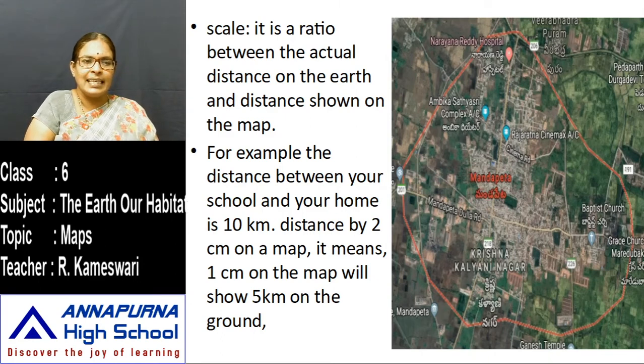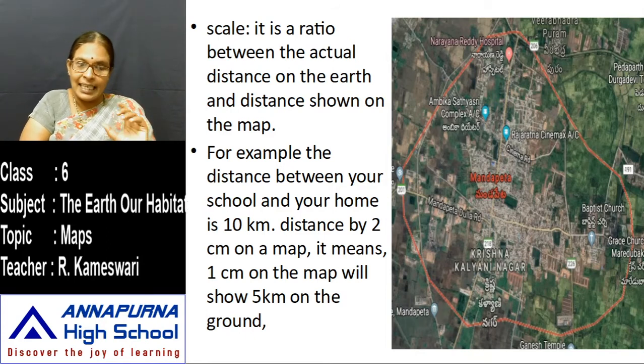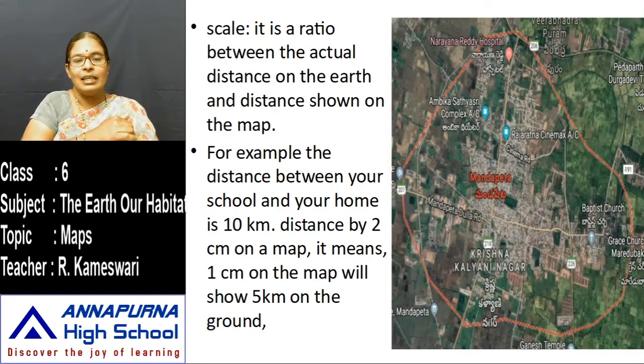Meaning of scale: it means 1 centimeter on the map will show you 5 kilometers on the ground. What is the map scale here? 1 centimeter is equal to 5 kilometers. So children, you will observe, you will take any map in your atlas. At the top of the map the scale is given. You observe 1 centimeter is equal to how many kilometers. That is the meaning of the word scale.